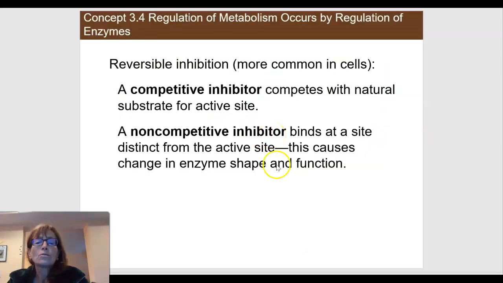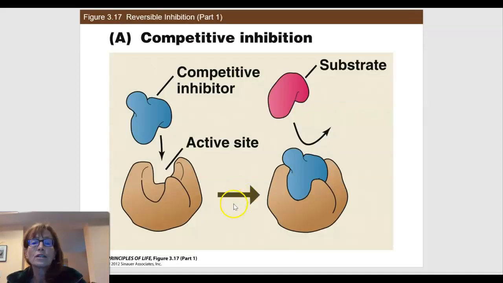There are also reversible types of inhibition, which is far more common. One is called competitive. We looked at this. And the other is non-competitive, which is going to actually bind somewhere other than the active site. So the difference is where it's bound. Competitive competes with the substrate for the active site, and non-competitive binds somewhere other than the active site, changing its shape, which is what we call allosteric. We'll see that hopefully in a second.